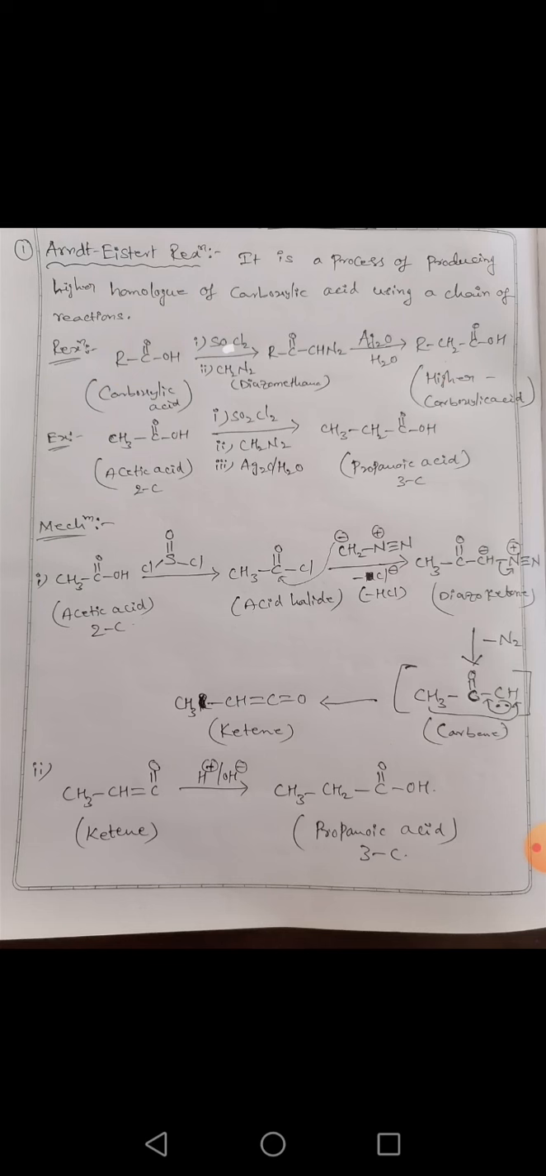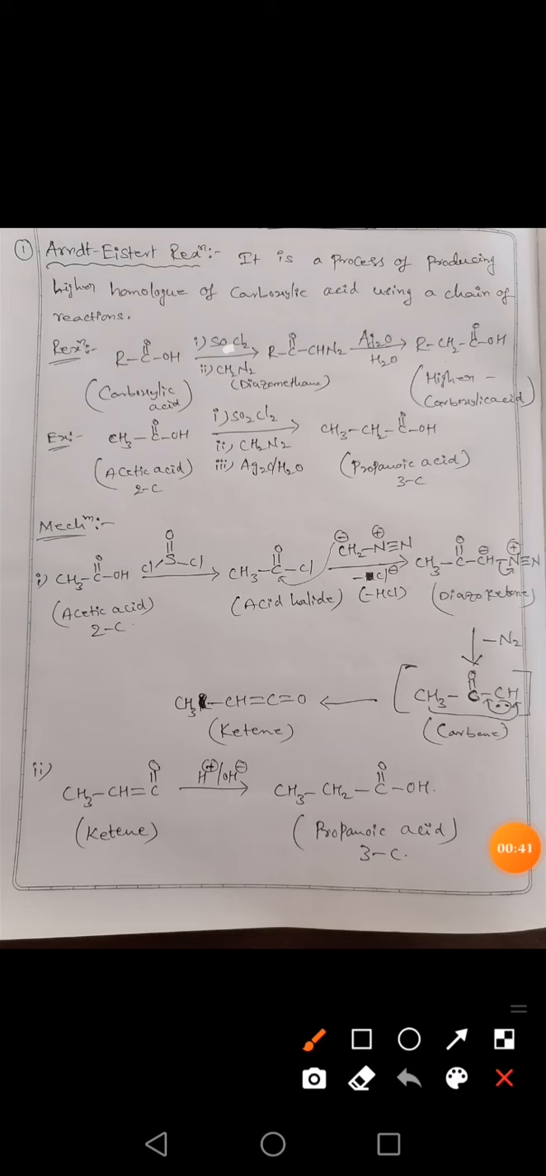For example, if we take acetic acid, it has 2 carbons, whereas propanoic acid has 3 carbons. The Arndt-Eistert reaction is a very simple concept: conversion of smaller carboxylic acids to higher carboxylic acids, which means an increase in the number of carbons.